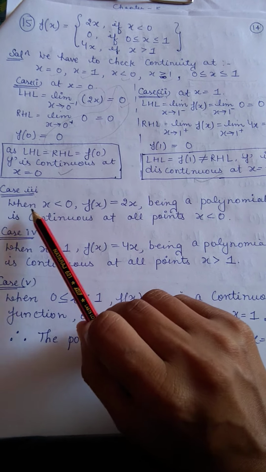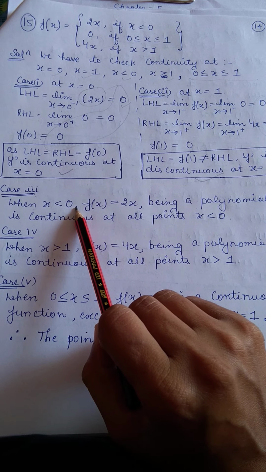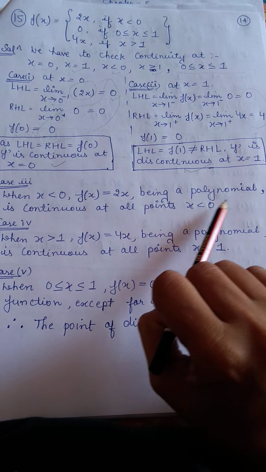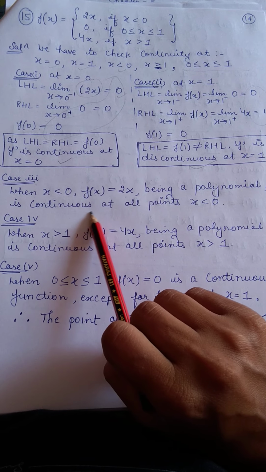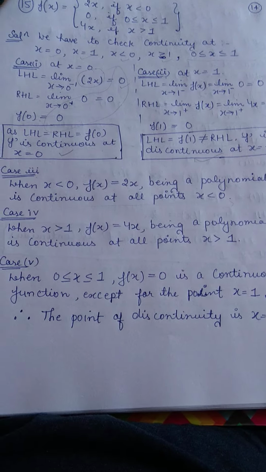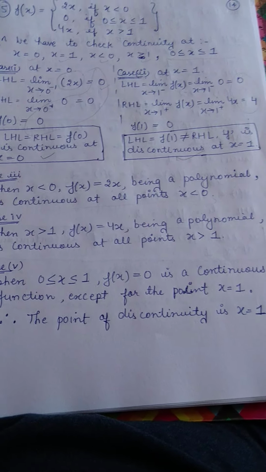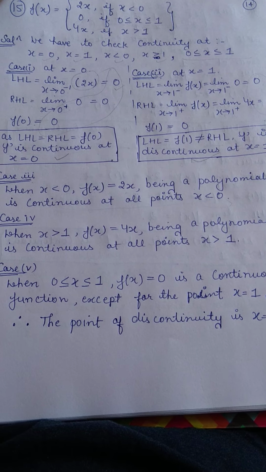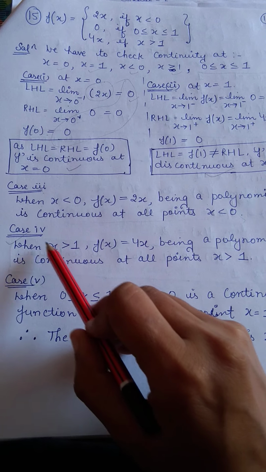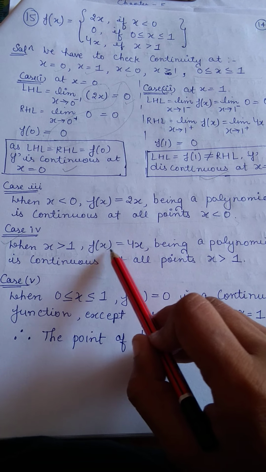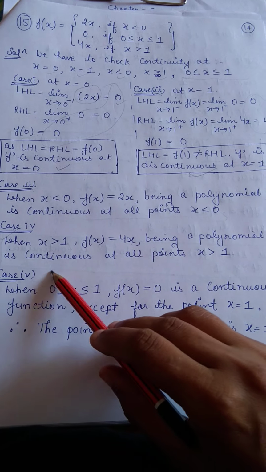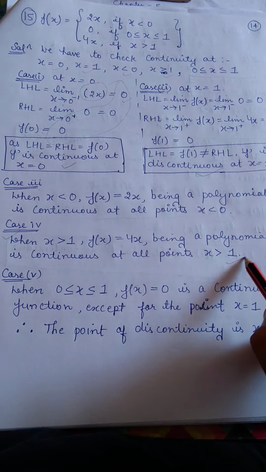In case 3, when x is less than 0, f(x) is equal to 2x, being a polynomial, is continuous at all points x less than 0. In the same way, when x is greater than 1, f(x) is again a polynomial, so being a polynomial, it will also be continuous at all the points.